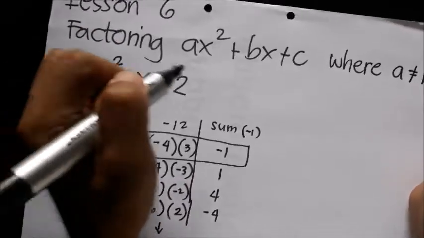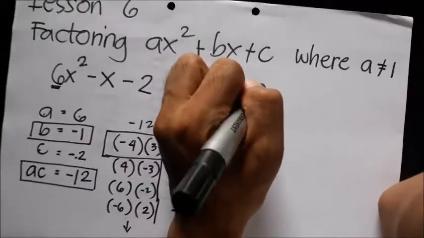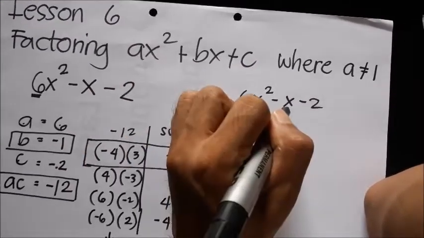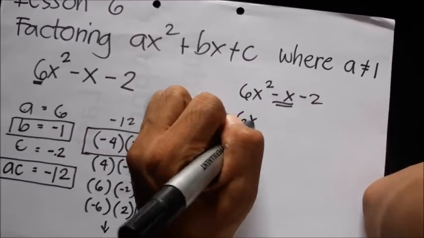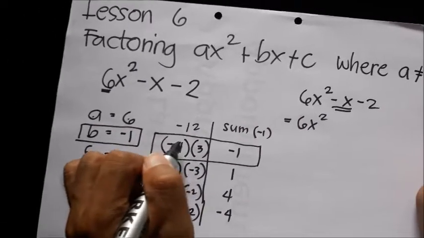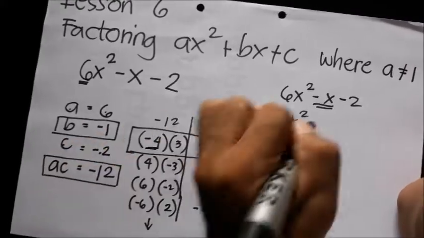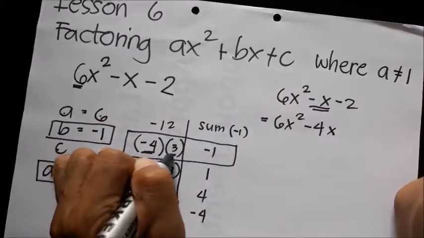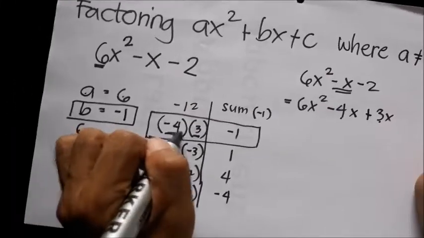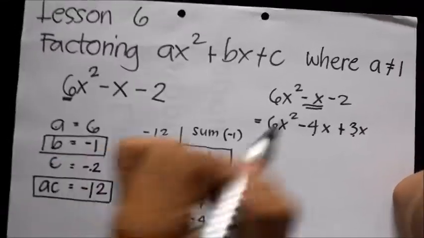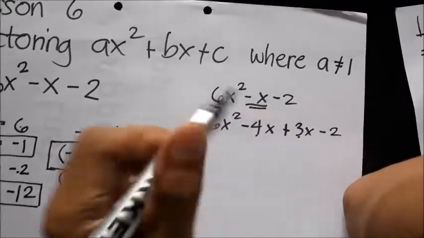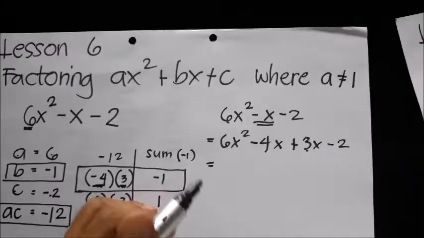So, out of this, the given is 6x squared minus x minus 2. Let's expand the negative x. The 6x squared, then these are the factors of negative 12. So, we will make it negative 4x, and then plus 3x. Where did the 4 and 3 come from? From here. Because the negative x can be written as negative 4x plus 3x. Then, minus 2. So, we go back to factoring by grouping.